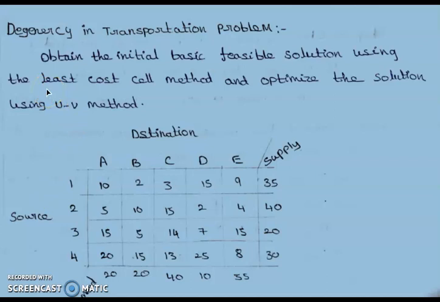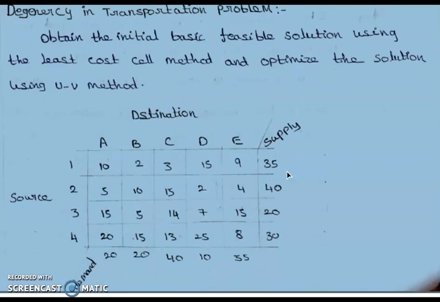Solve this degeneracy of transportation problem: obtain the initial basic feasible solution using the least cost cell method and optimize the solution using the UV method. Here is the cost matrix, in which we have declared source 1, source 2, source 3, source 4 and destinations A, B, C, D, E, with costs 10, 2, 3, 5, 9, 5, 10, 13, 2, 4, 15, 5. There are 4 rows and 5 columns.